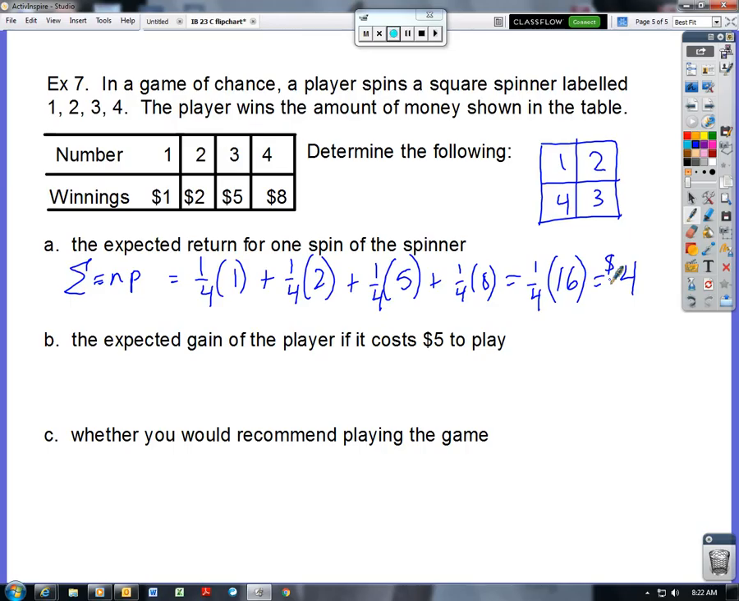Now, what's the expected gain of the player if it costs $5 to play? So the gain is the return minus the cost. Well, we can see the return, figure it out, minus the cost of 5. On average, you're going to lose $1 as the player if you play that game. So are you going to recommend playing the game? No. So obviously, the person who designed this game was either lucky or they used some math and figured out that they were going to have the advantage over the player.